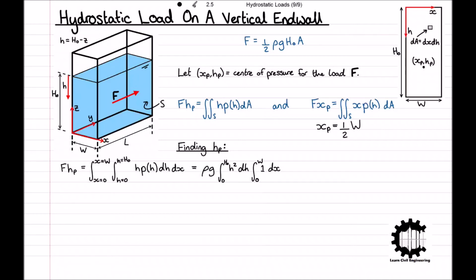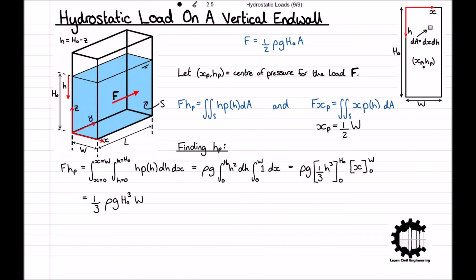The integral of h squared with respect to h is equal to 1/3 h cubed, and the integral of 1 with respect to x just equals x. And so we get rho g times 1/3 h cubed with boundary limits of 0 and h naught times by x with boundary limits of 0 and w. Substituting in the boundary limits results with 1/3 rho g h naught cubed times by w.